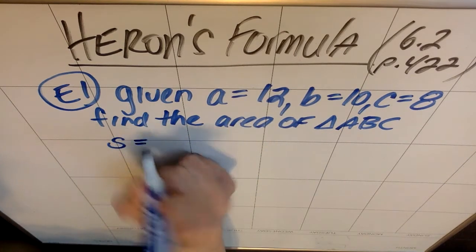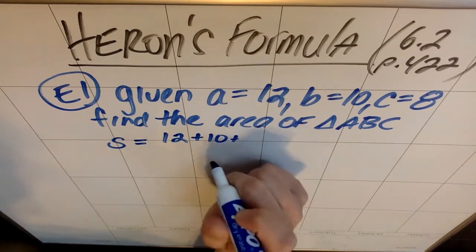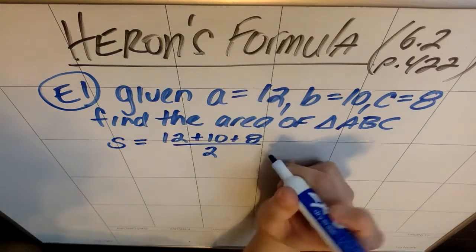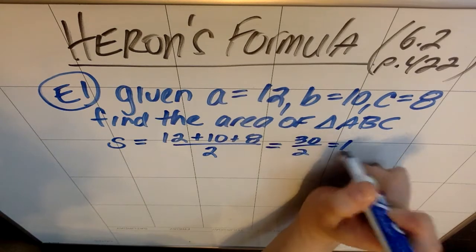If you know that S stands for semi-perimeter, it's easier to remember that all you're doing is finding the perimeter, which is 12 plus 8 plus 10, and dividing by 2 because semi means half. So that should end up being 30 divided by 2, which is 15.